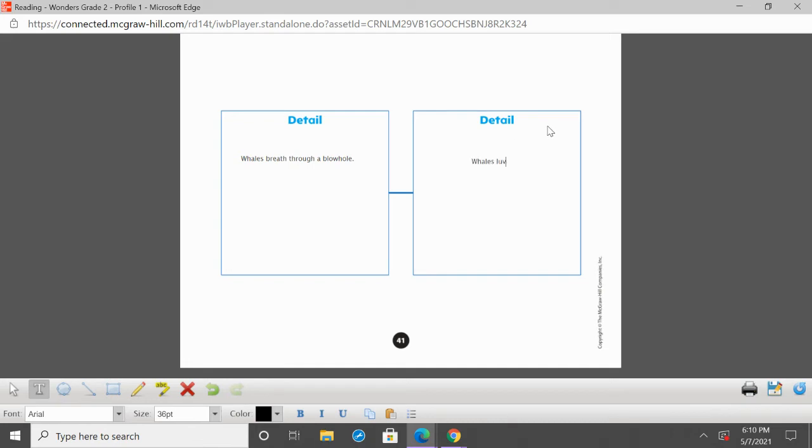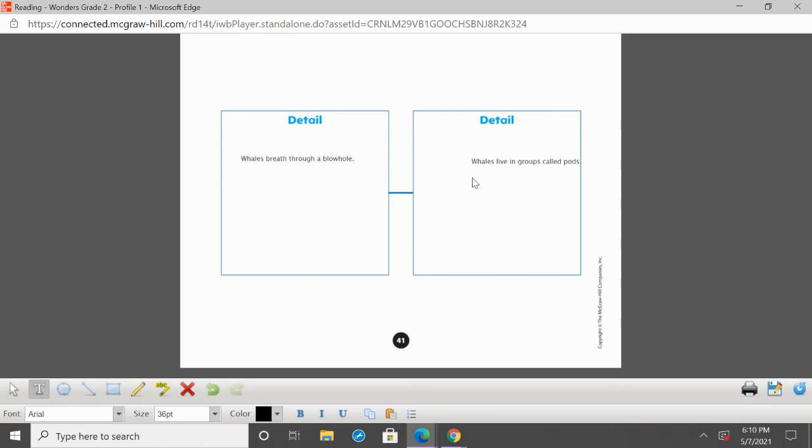Whales live in groups called pods. I want you to go ahead and write that on the second detail box that you have. Whales live in groups called pods. That was another key detail, an important detail that helped answer about the setting or the characters or the events in the story. Remember, that's what key details do. They tell us about the characters or the setting or the events that are happening.